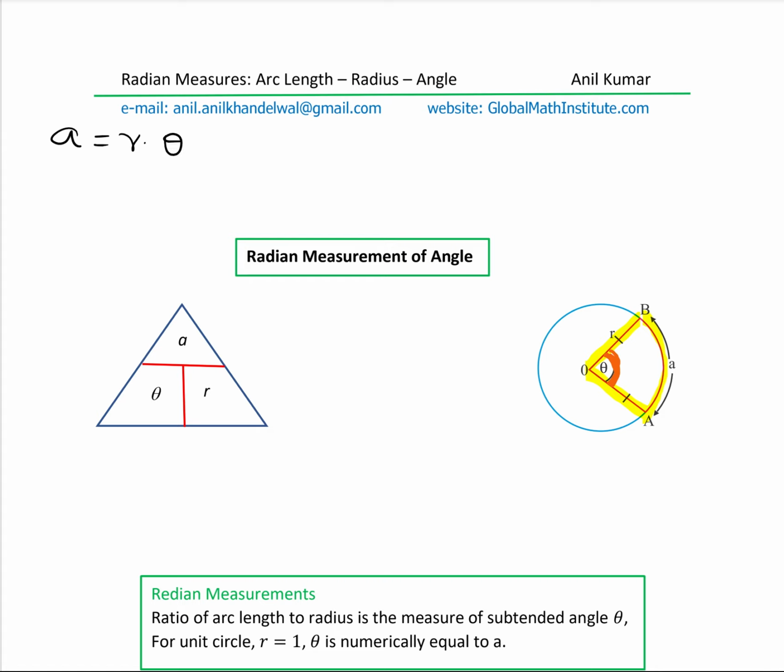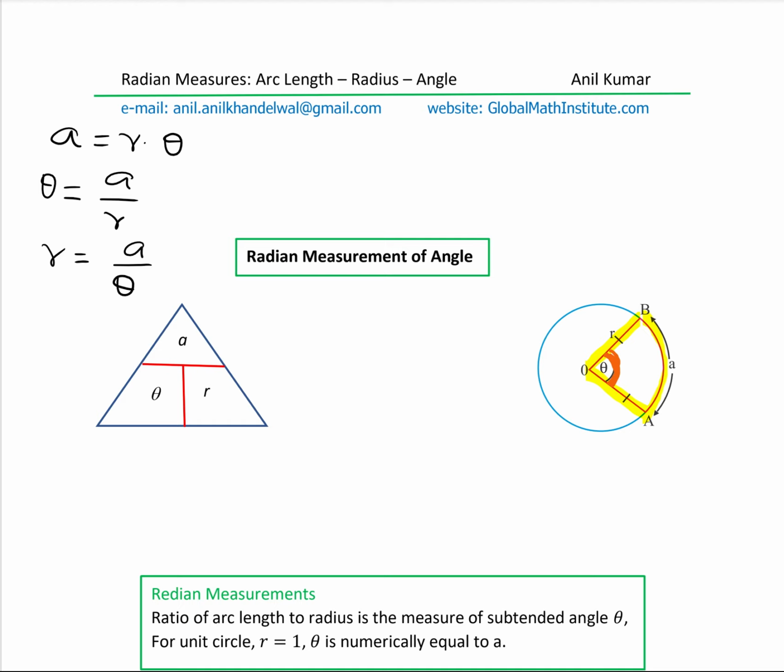Or we could write theta as equal to ratio of arc length to radius, or we could write r, the radius, as equal to the ratio of arc length to theta. Now these three formulas can be summarized in the form of this triangle, easy to remember, just as you used to learn velocity, displacement, and time. Perfect. So similar way, they are related.